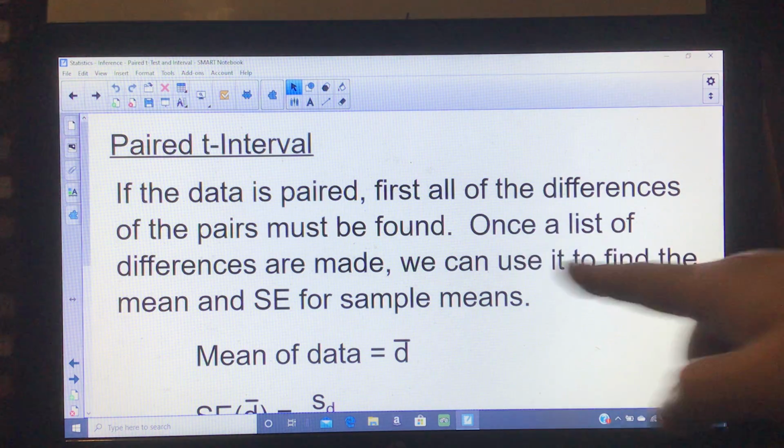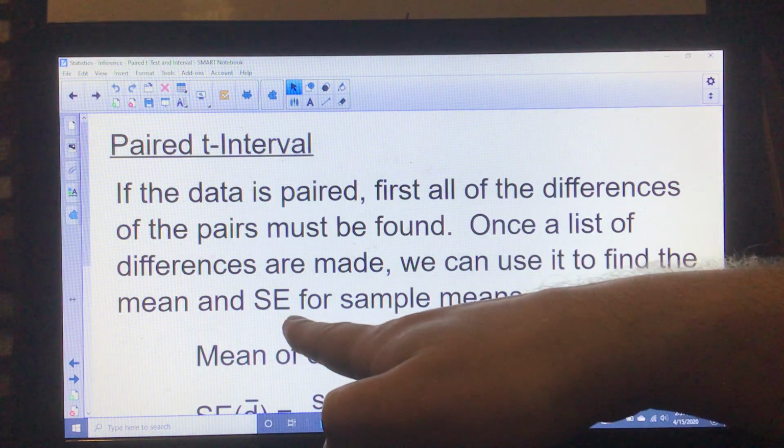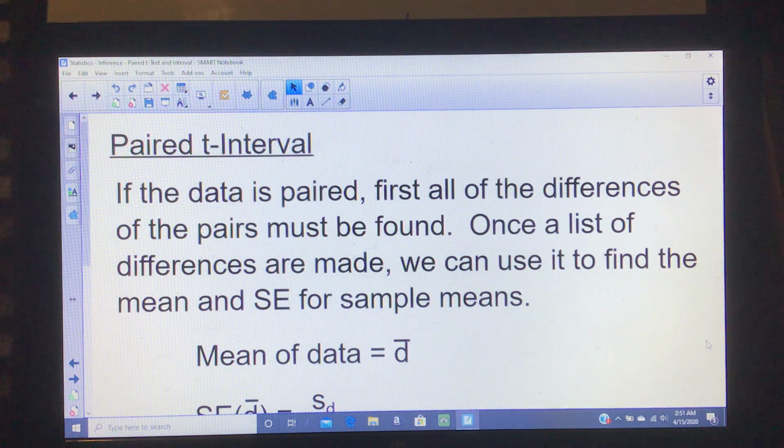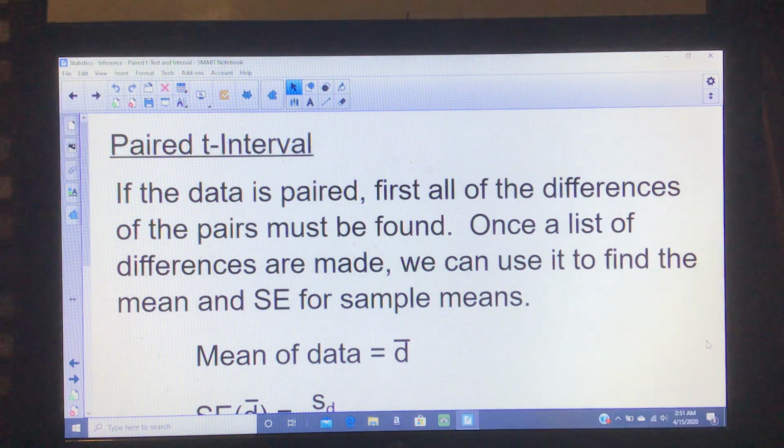So once the list of differences is made, we now have a single list. We can use it to find the mean and standard error for the sample means. So this one list is going to have some characteristics to it. The single list is going to have its own mean. So this difference list that we made will have some average difference. The average difference is called d bar. So the bar means the average, and they use d for difference. So the mean of this data is referred to as d bar. It's the mean of the difference list. And then the difference list will have its own standard deviation. That's called s sub d.